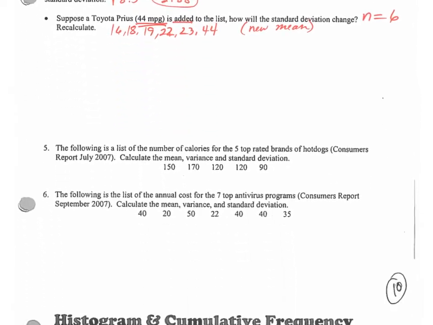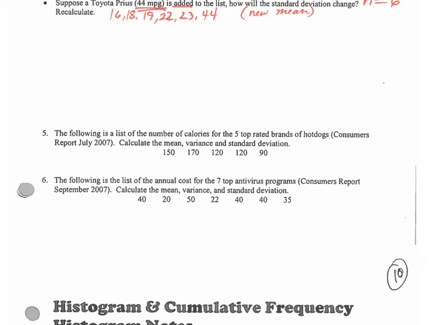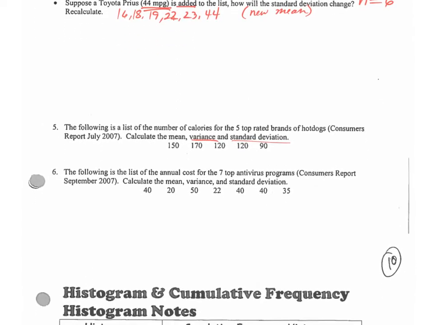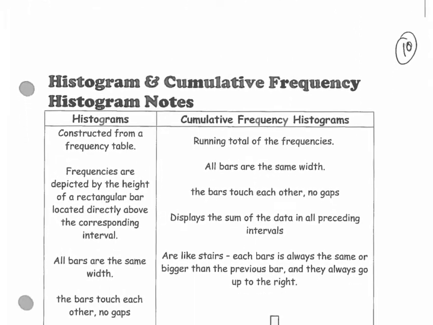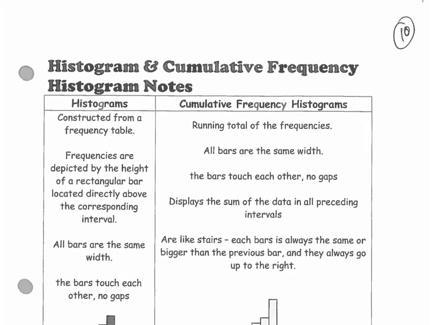Okay? And then you get to practice that 2 more times with number 5 and 6. You get to find the mean, the variance, and the standard deviation of these 2. They are small data sets so that you can practice doing them by hand. All right, any questions about that standard deviation process? Okay, then our second little mini lesson is going to be about histograms and cumulative frequency histograms.